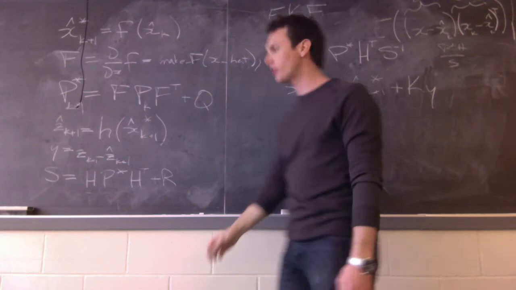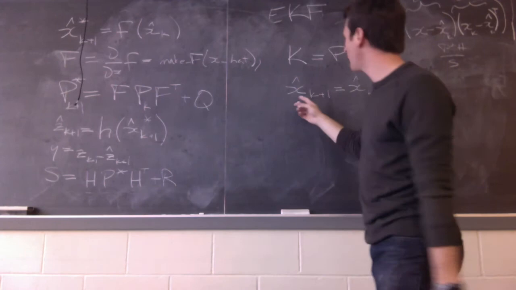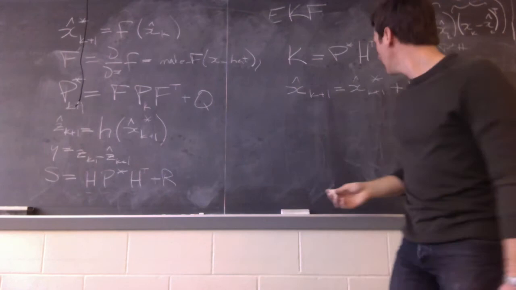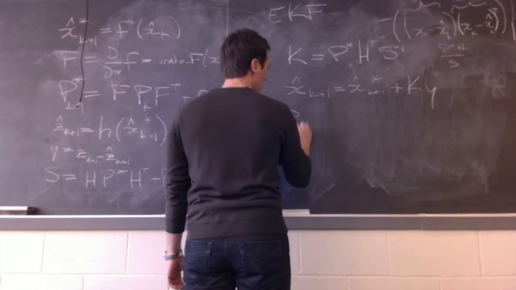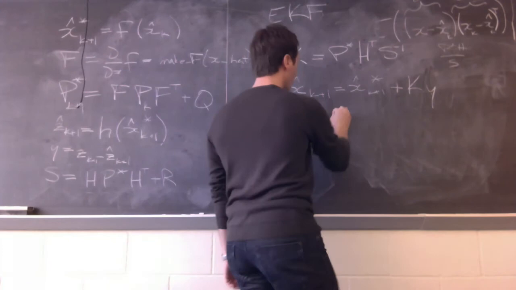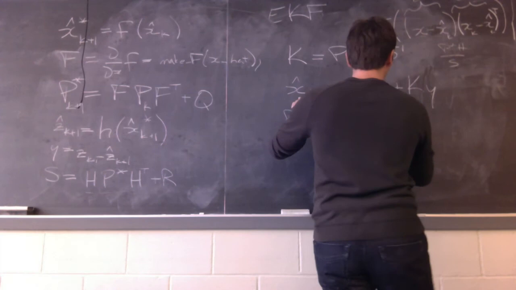So we updated it here, but now I've updated my state. So now I need the uncertainty associated with this updated state. So you can imagine, okay, what is the uncertainty associated with my updated state? We'll call this P K plus 1, now without a star. This means final. Okay. What is that? Well, it's the expected value of my final one of these minus the truth.